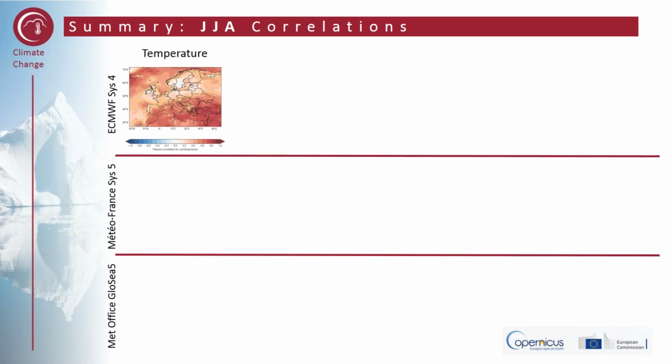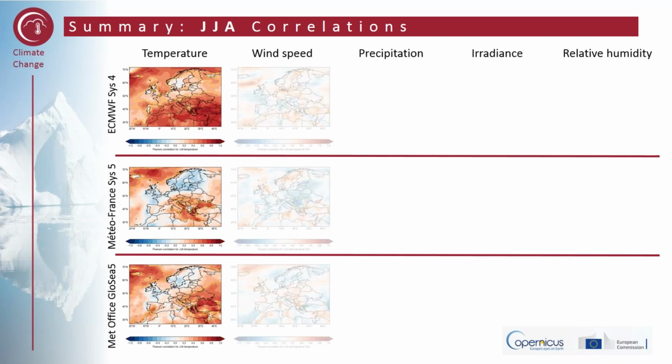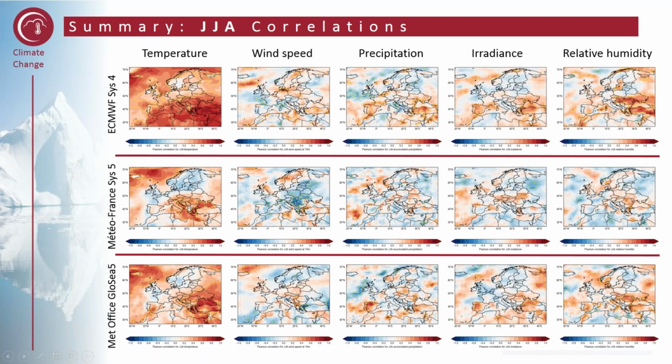So there are 3 models, and this is what we've seen already for temperature. We extend this to the 4 other variables: wind speed, precipitation, irradiance, and humidity, and show what their correlation skill maps look like. So there they all are. You can see immediately there's quite a lot of diversity and not a huge amount of areas with significant skill. So you have to be very selective when you're picking out where you might have some skill.